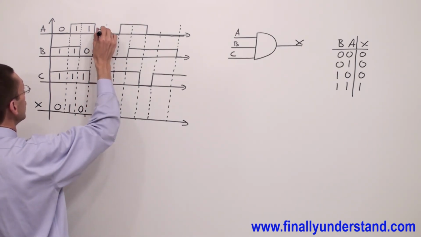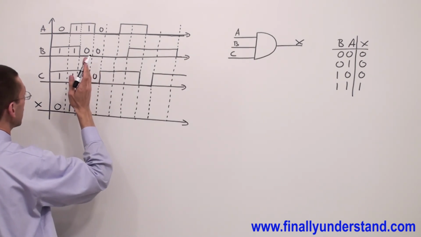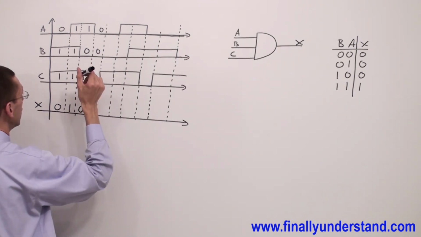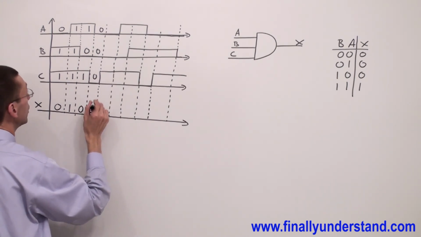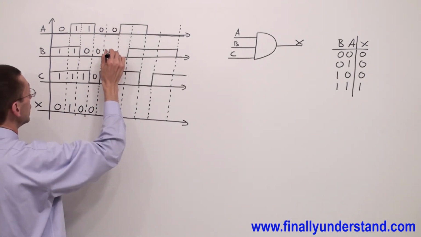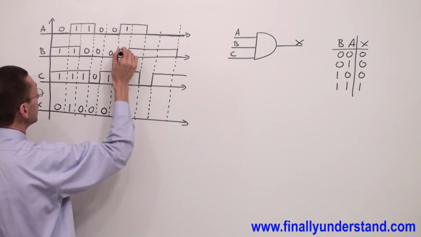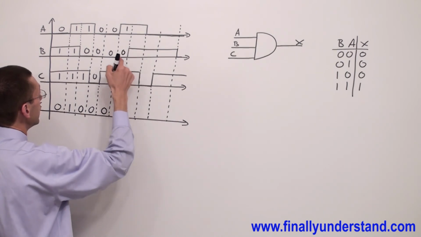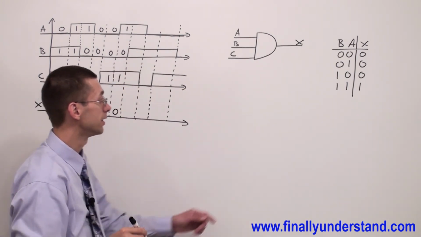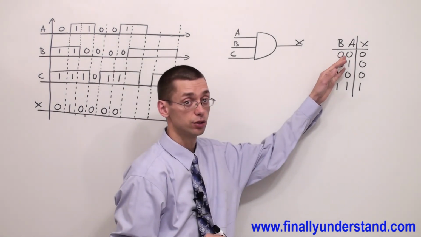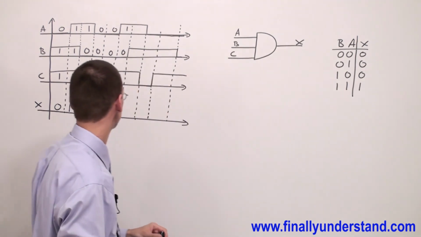We have 0, 0, 0. Again, at least one 0 in your combination at the inputs, and the output is automatically going to be 0. We have 0, 0, 1. This is going to be 0. 1, 0, 1. Again, we have 0. That's why the output is 0. One more time, anytime the AND gate is receiving 0, the output automatically becomes 0.